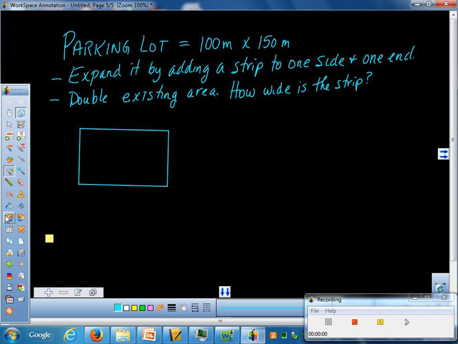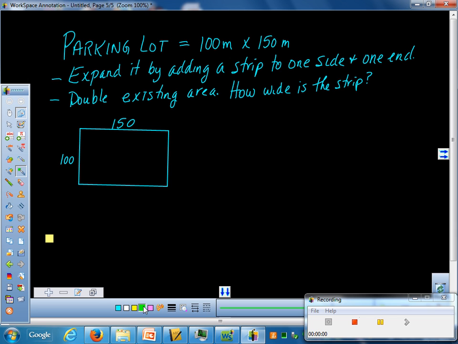So, what do you know about this parking lot? This is the existing parking lot. It's 100 by 150. And I'm going to do what to it? I'm going to double it by adding where, though. That's the kicker. Where am I adding this extra space?